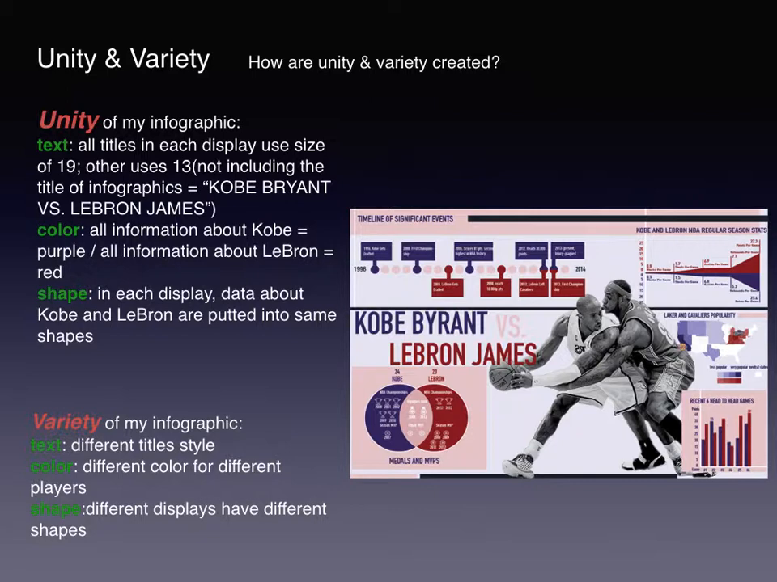Unity of my infographic. In text respect, all titles in each display use a size of 19 and the others use a size of 13. This does not include the title of my infographic, which is Kobe Bryant versus LeBron James. In color respect, all information about Kobe is purple and all information about LeBron is red. In shape respect, in each display, data about Kobe and LeBron are put into the same shapes.